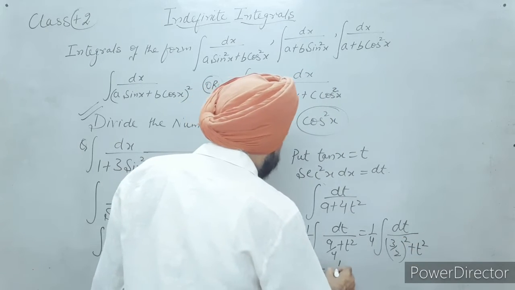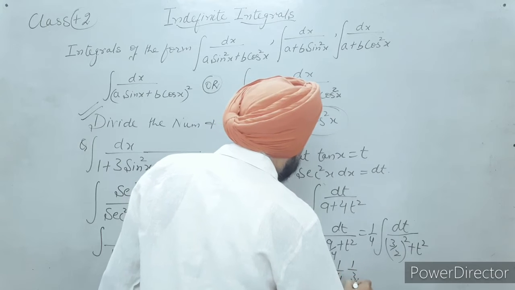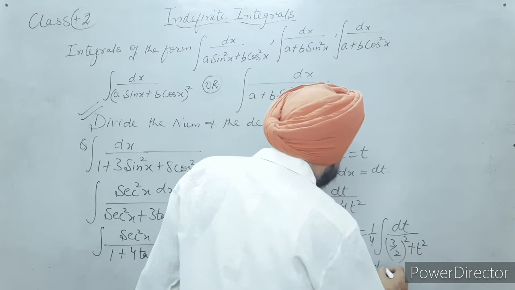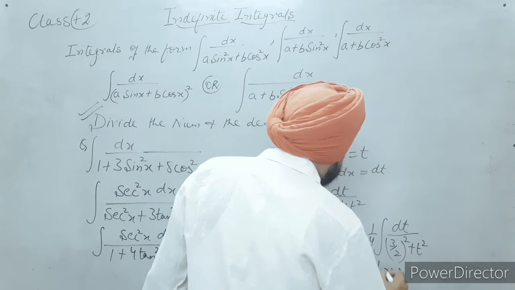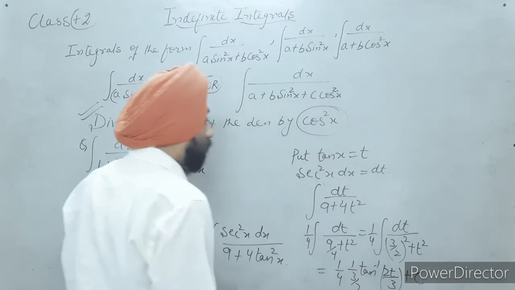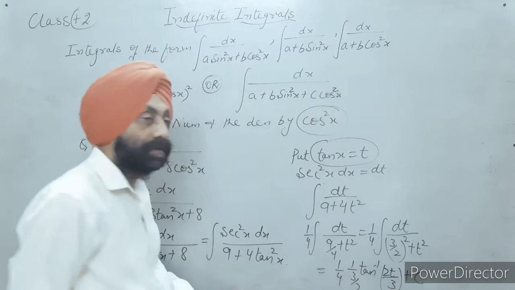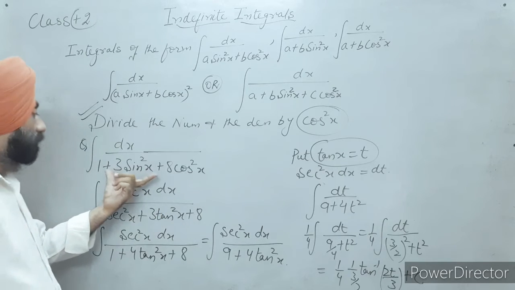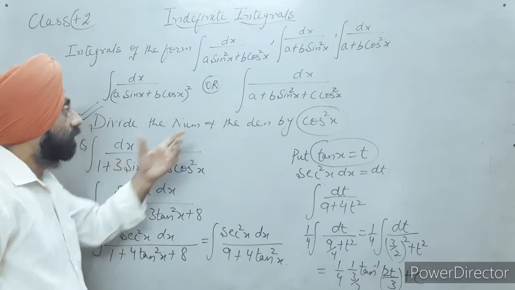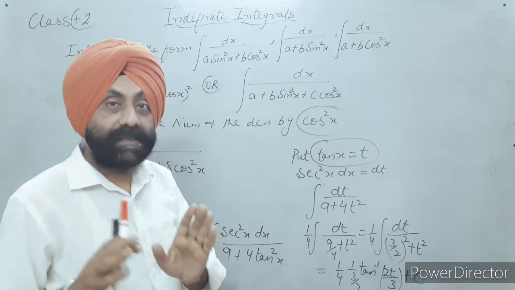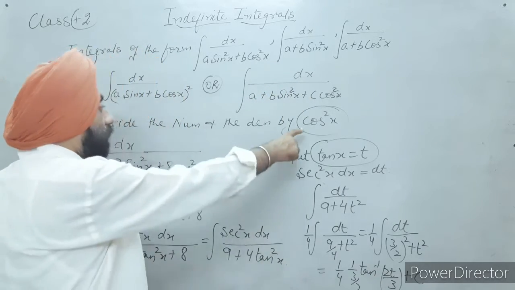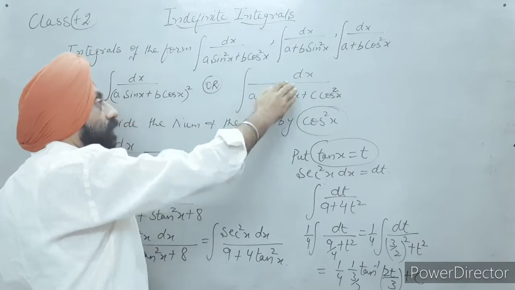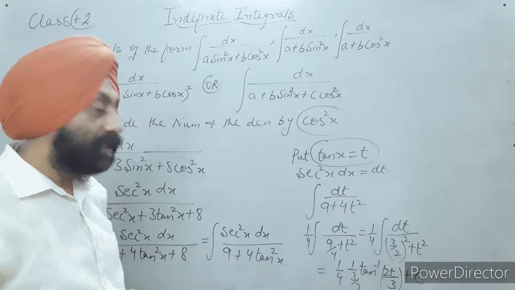It is 1 by 4 times 1 upon a tan inverse, by the formula, t upon 3 by 2, plus c, where t is equal to tan x. Now I again explain to you, this is the type of integral. It matches this. The first step we did was divide the numerator and denominator by cos square x. It can be any one of these forms. The method followed is the same.